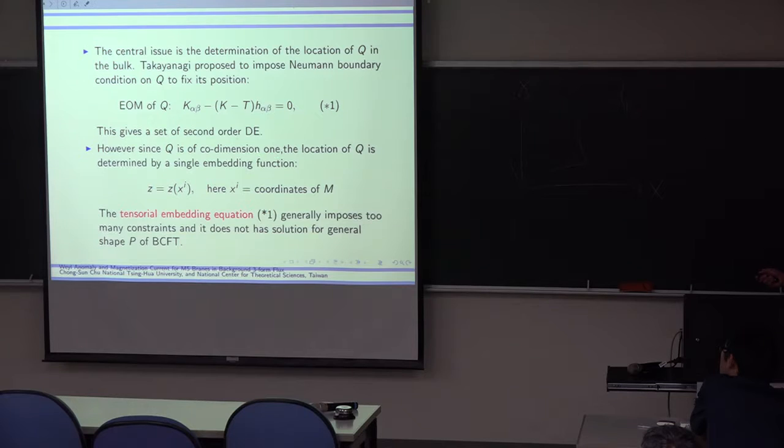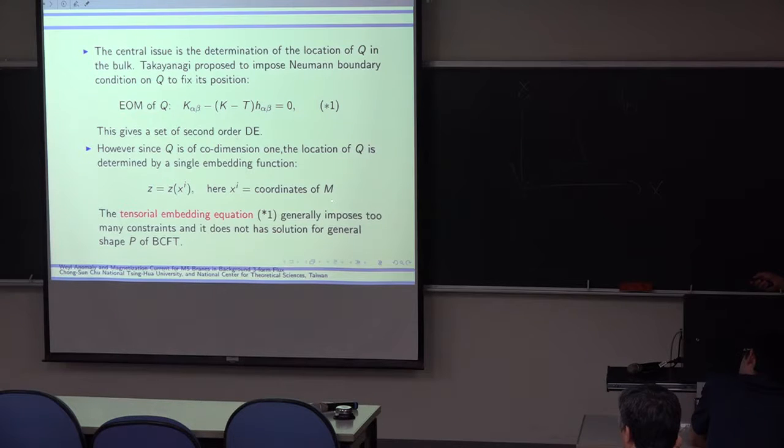But there's a problem here. The problem is that Q is a dimension 1 surface. So in general, you just need one function to determine the shape of Q. For example, if you take the vertical direction, the horizontal direction as C, then to determine Q, you just need to know what C is as a function of xi.